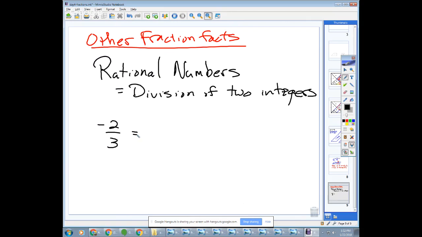But just a note on this. -2 over 3 is the same number, in my opinion, as 2 over -3. Anytime you take a negative number divided by a positive or a positive divided by a negative, you get a negative answer. So those are 3 different ways to write the idea of -2/3. Consider it a negative number. You could consider it a negative number divided by a positive or a positive divided by a negative.